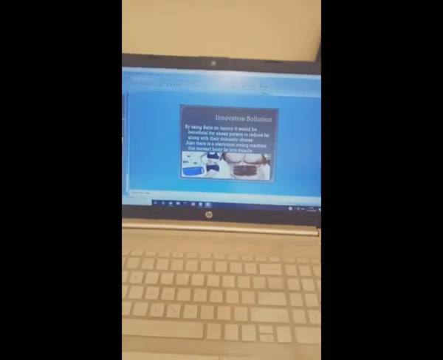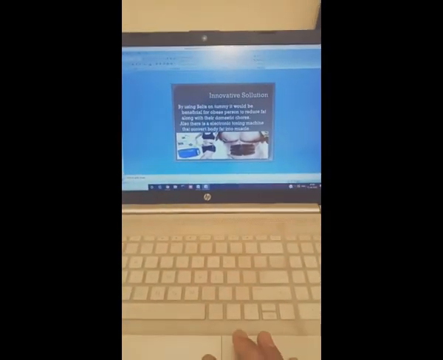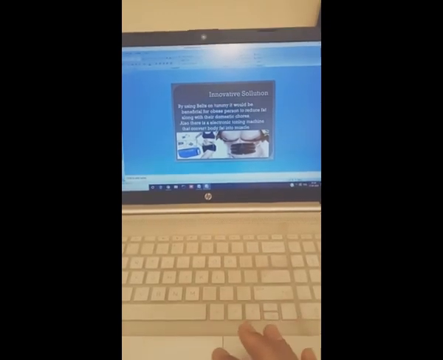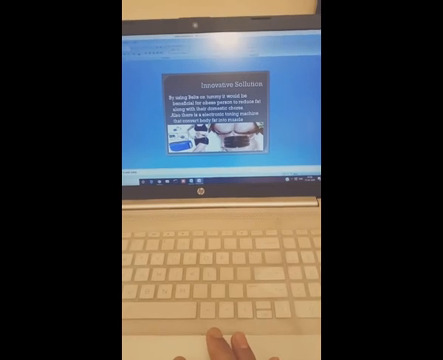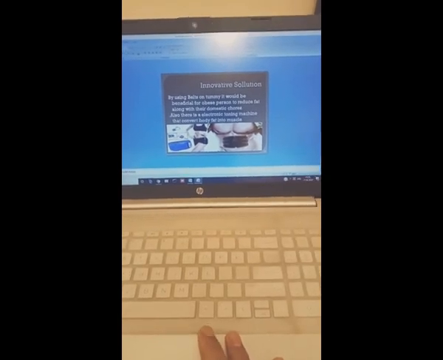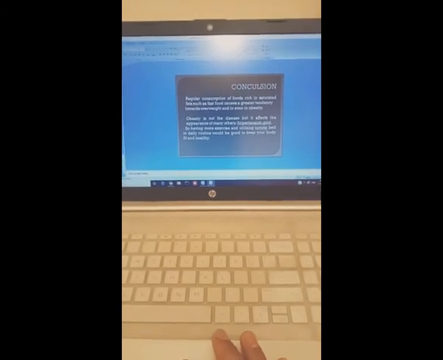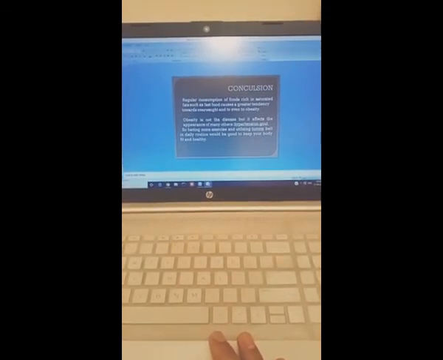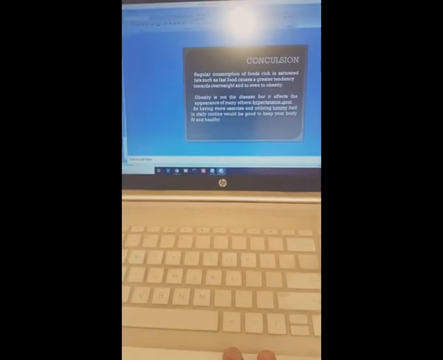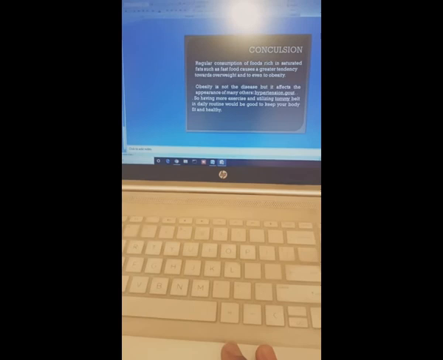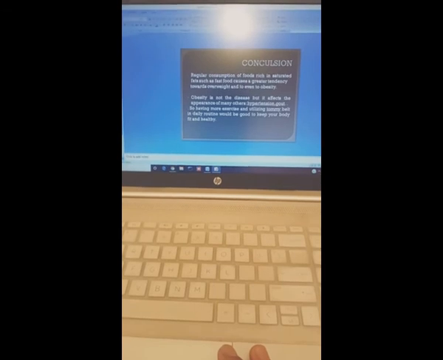So these are all my solutions. One is the belt for those who don't want to do hard work, so they just wear it on the tummy. After that, there is electronic equipment for those who want to convert body fat into muscle. In the end, I would like to mention that regular consumption of food rich in saturated fat, such as fast food, causes a greater tendency toward overweight. Those who want to overcome the problem of obesity should be on a very well-planned healthy diet, so it would be good for them.